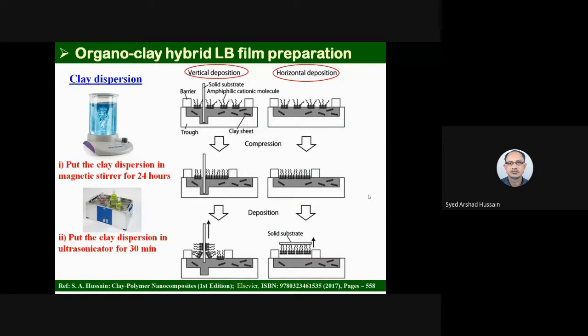So how do we organize clay in this film? In the LB system, in the LB trough, we prepare clay dispersions of single sheets of clay. Then we put a suitable cation on the surface. Through cation exchange reaction as well as electrostatic interactions, this clay attaches with the floating amphiphile like this. Then we compress with the barrier so that it forms a compact film. Then we take out the substrate in this way. So the organoclay film is transferred on the substrate.